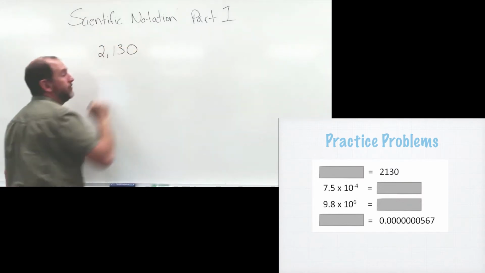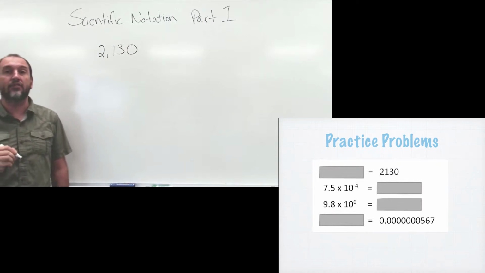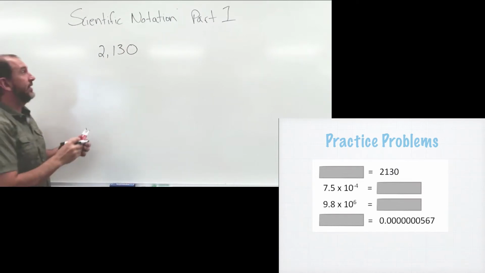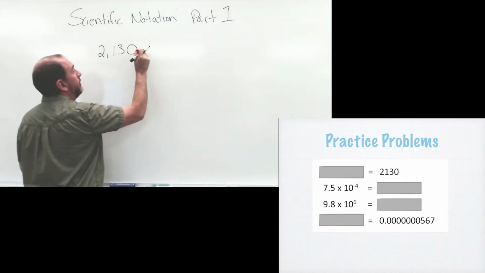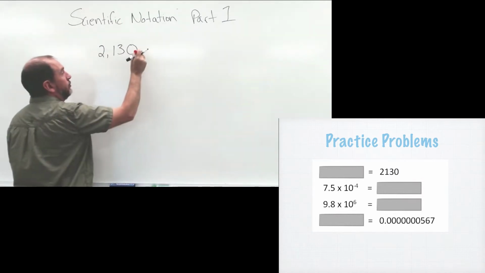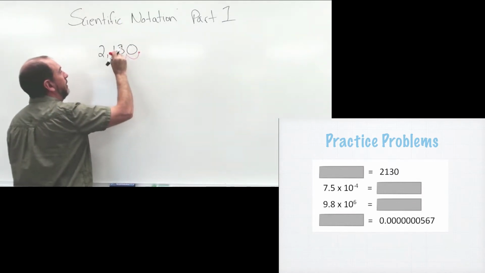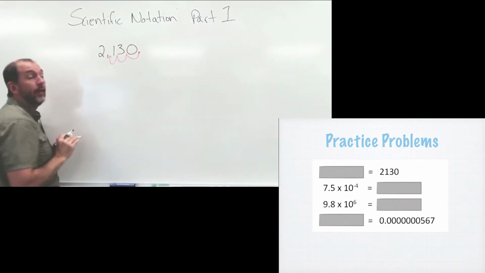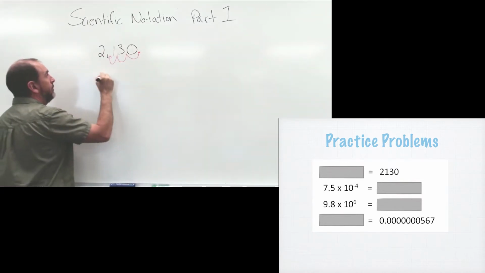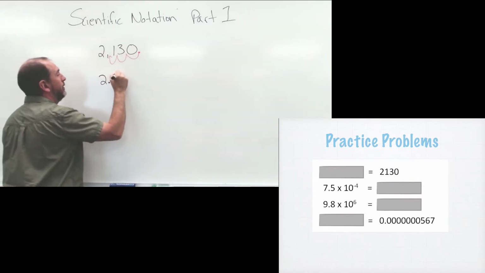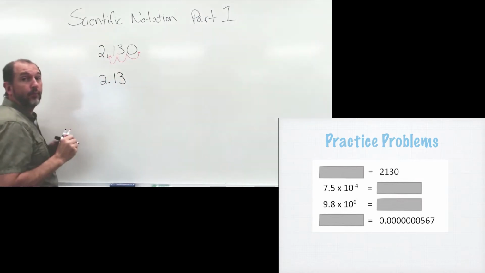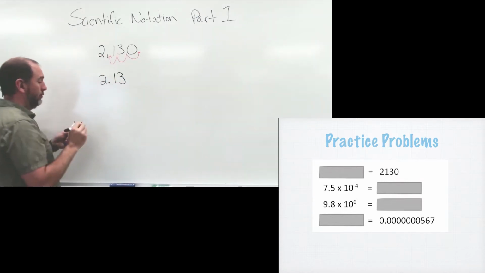2,130 is the number. We want to write that in scientific notation. So again, identify where the decimal is. Right now, the decimal is right there. To get to a number between 1 and 10, I have to move that decimal place over there. So my number between 1 and 10 would be 2.13. Okay? There's my number between 1 and 10.